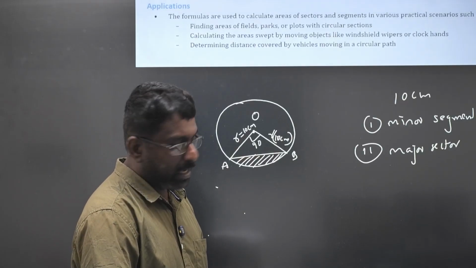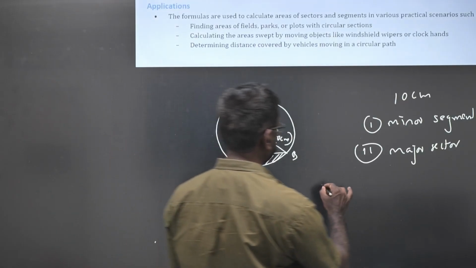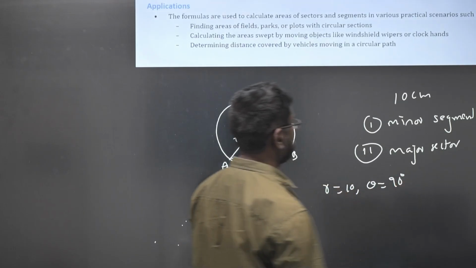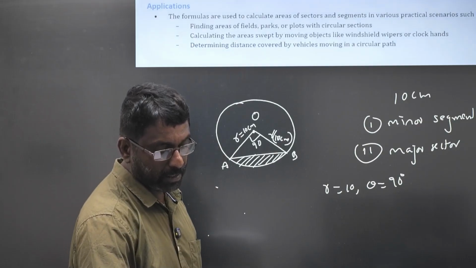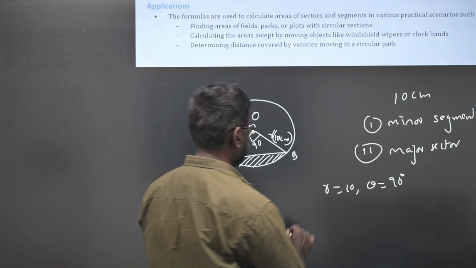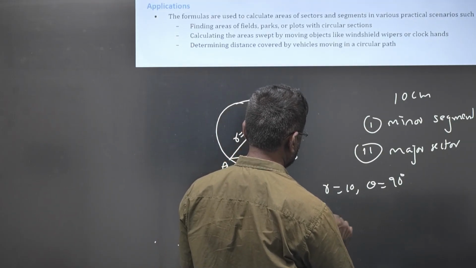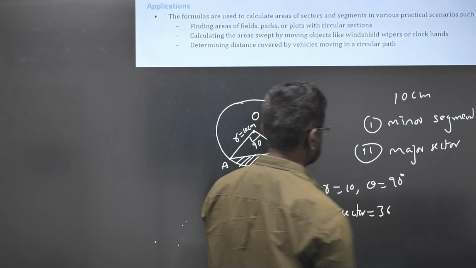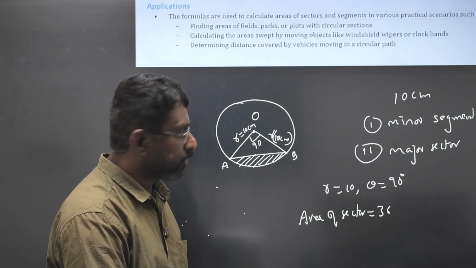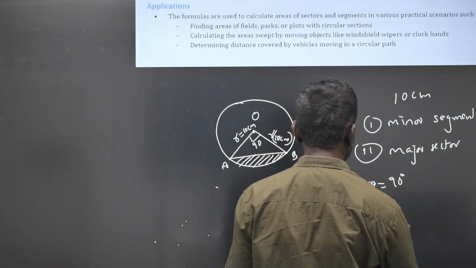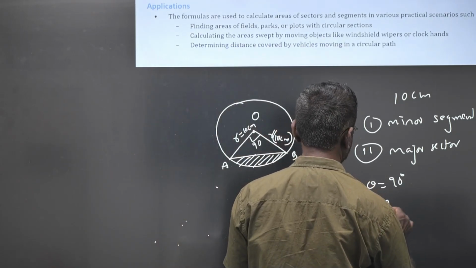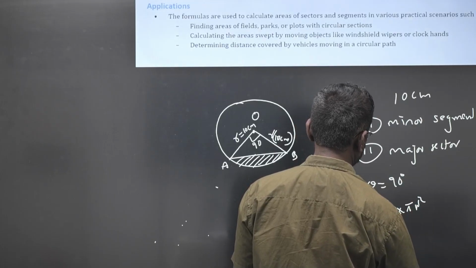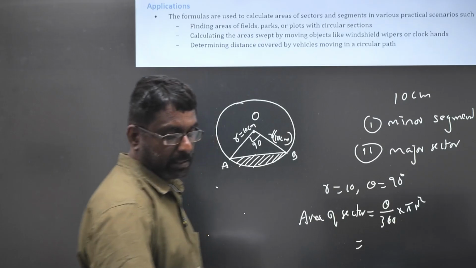Here r is equal to 10, that is given. Theta is equal to 90 degree, that is also given. Therefore, area of sector. What is the formula for finding area of sector? That is theta divided by 360 into pi r square.